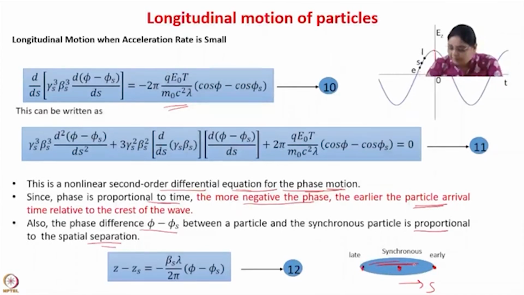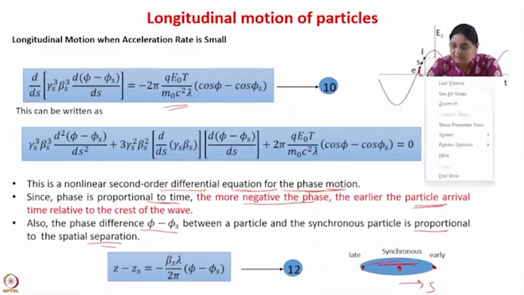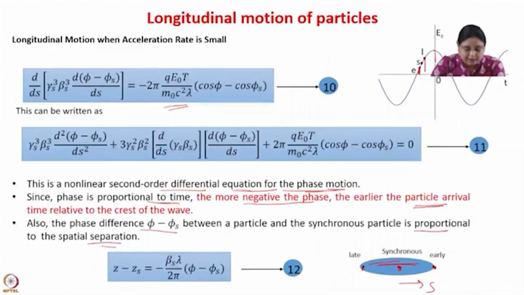Now if the same bunch is to be shown in time, the early particle arrives earlier in time and the late particle arrives later in time as compared to the synchronous particle. Hence, if you see the expression for the bunch length and the bunch phase, there is a negative sign involved. So the phase difference between the particle and the synchronous particle is proportional to the spatial separation with a negative sign.